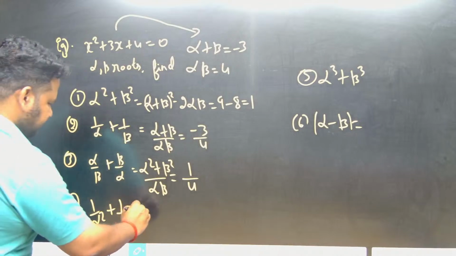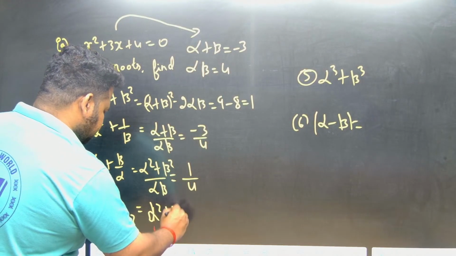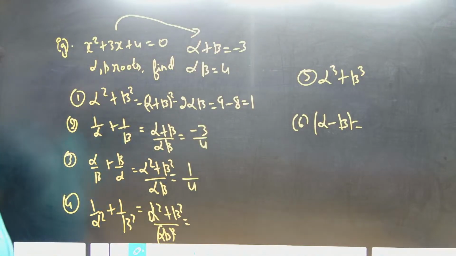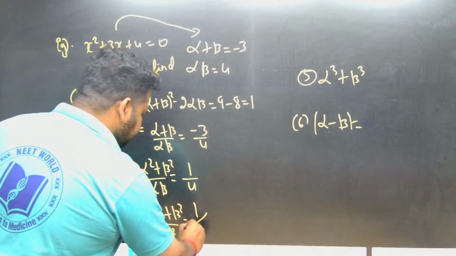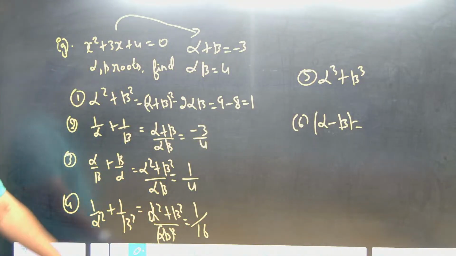Now this one, if I take it, I will get it as alpha square plus beta square divided by alpha beta whole square. Alpha beta whole square I will be getting. So alpha square plus beta square, what is the value? I got 1. So this will be 1 by alpha beta whole square, which is 4 square, that is 16.